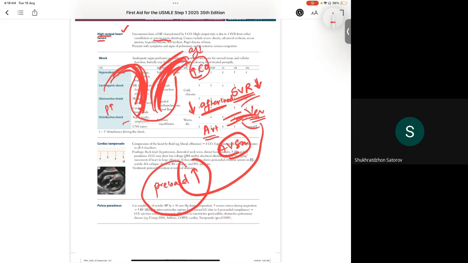because your heart is pumping a lot, right? Its activity is a lot, right? Okay. So it's an uncommon form of heart failure characterized by increased cardiac output. Systemic vascular resistance decreases due to vasodilation or AV fistula. Vasodilation itself can lead to decreased systemic vascular resistance, right? Causes include severe obesity, advanced cirrhosis, severe anemia, hyperthyroidism, wet beriberi.